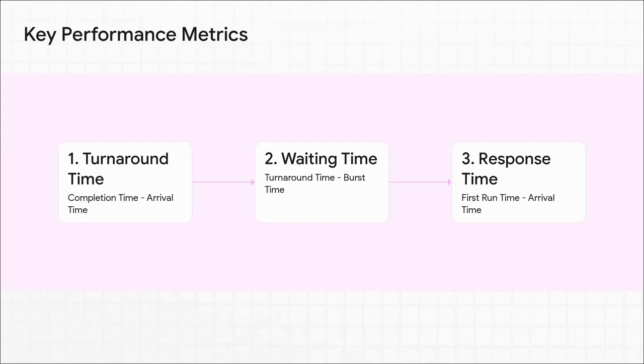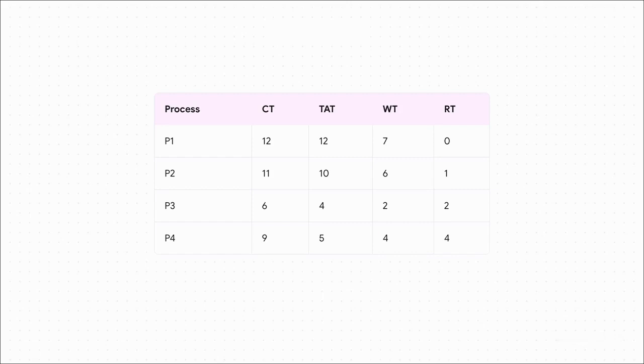First, turnaround time. That's the total time a process hangs around in the system, from the moment it arrives until it's completely finished. Then there's waiting time. How much time did it spend just waiting in that ready queue, not running? And finally, response time. How long did it take for the process to get its first turn on the CPU after it arrived? So now, using our Gantt chart, we can actually calculate all these numbers.